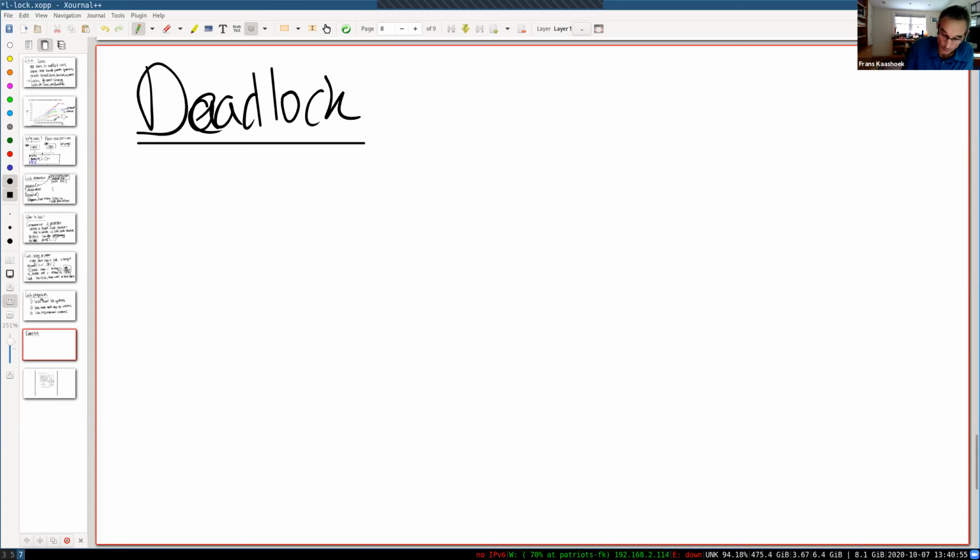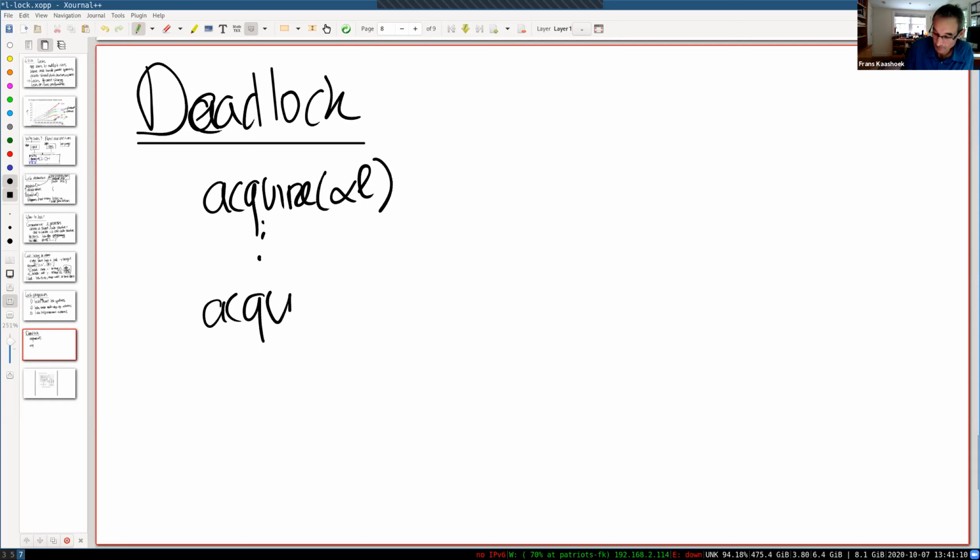For example, the simplest case, which is a little bit boring, but maybe worthwhile thinking about: if you do an acquire of a lock, so you start the critical section, and in the critical section you do another acquire of the same lock, what will happen? Can the second acquire succeed?